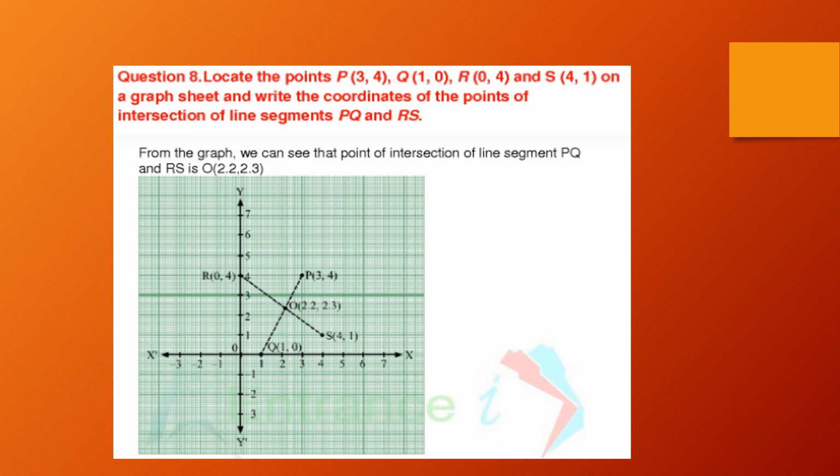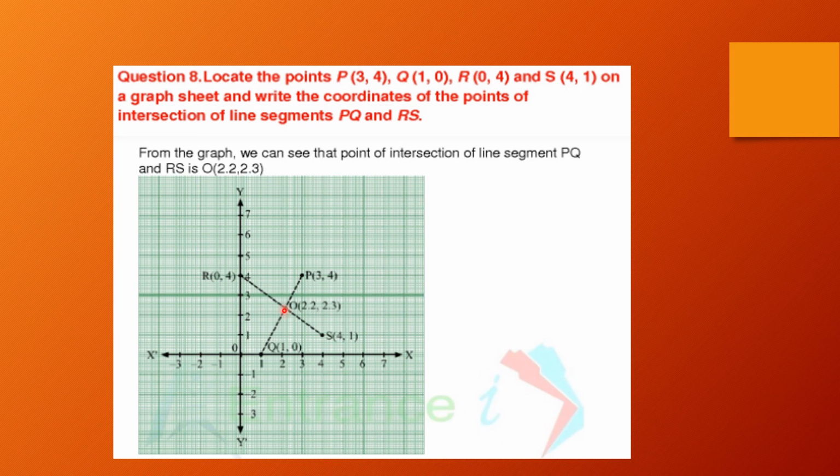Locate the points P of (3, 4), Q of (1, 0), R of (0, 4) and S of (4, 1) on a graph sheet and write the coordinates of the point of intersection of line segments PQ and RS. Now draw X'OX and YOY' and mark the points P, Q, R, S. Now join PQ. They form one line segment. Join RS such that this forms another line segment, and check whether they intersect at one point.